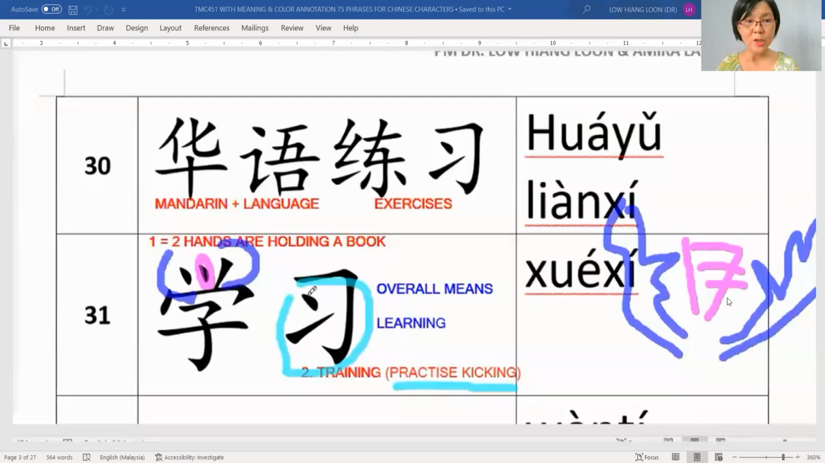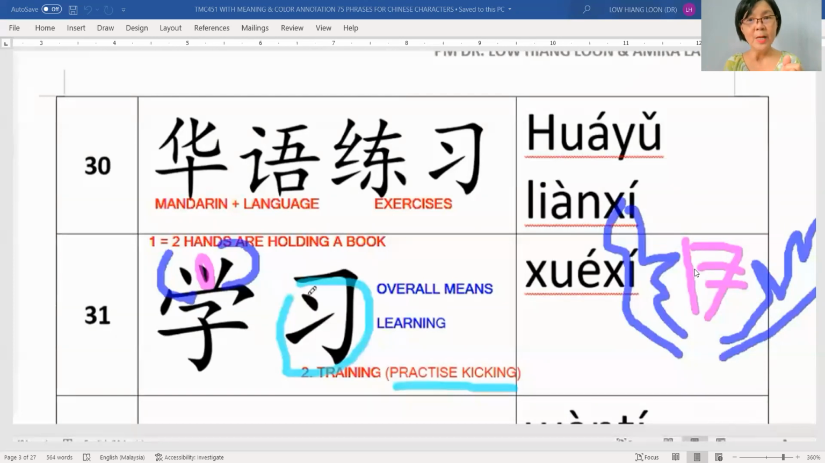And please imagine, these three dots look like the left hand and the right hand. And in the middle is a book. So it means that two hands are holding a book. When your parents ask you to do revision, study, exam is coming, you quickly take a book and hold it like that. So what does it mean? Your parents will think that you are learning.